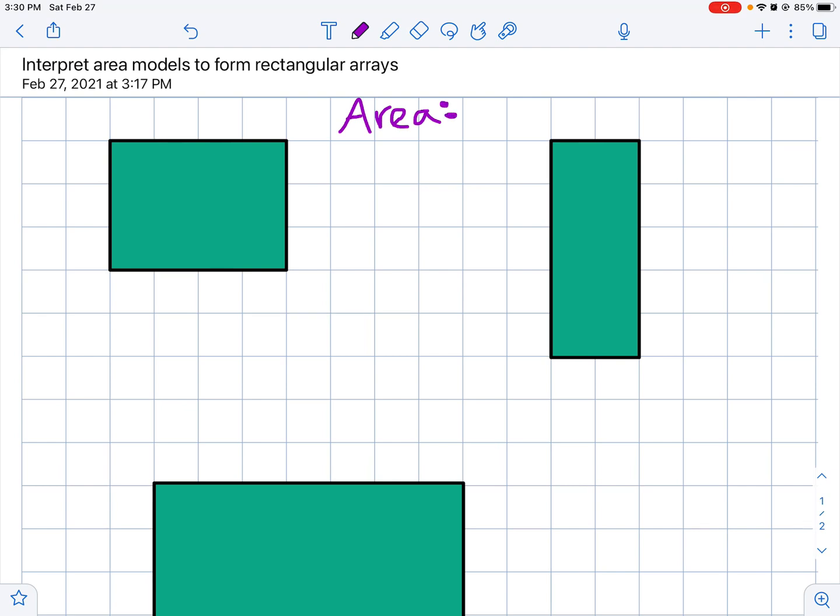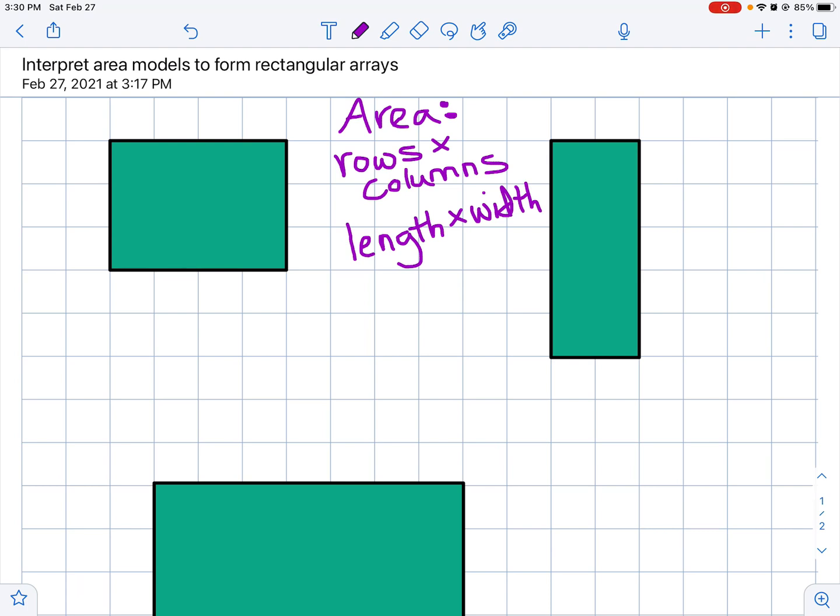by multiplying the length of one side, or the number of rows, times the number in each row, or the number of columns. And we can also talk about this as it's really most commonly known as length times width. How long it is times how wide it is.